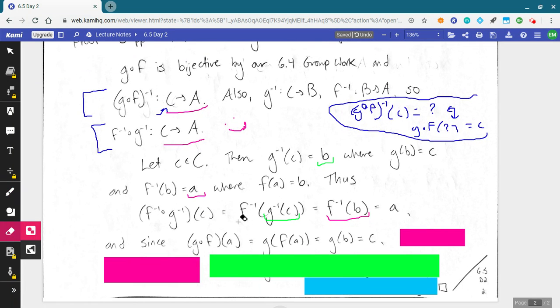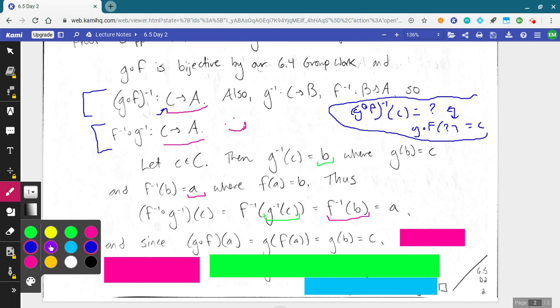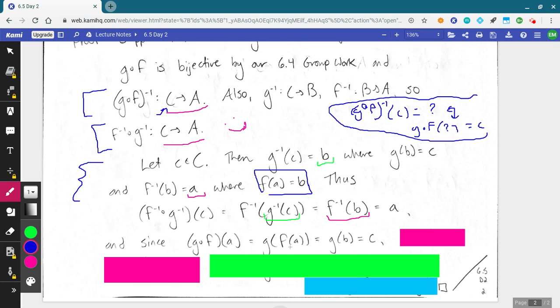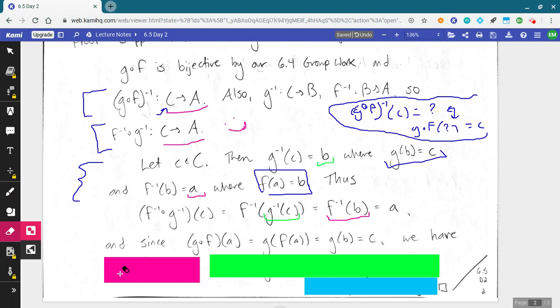Since G composed F of A, by definition, is G of F of A, and looking up to our bookkeeping notes, F of A equals B, this is G of B. And G of B equals C. So we know where G composed F sends A: it sends A to C. Therefore, G composed F inverse is going to have to send C to A. So we have G composed F inverse of C equals A.